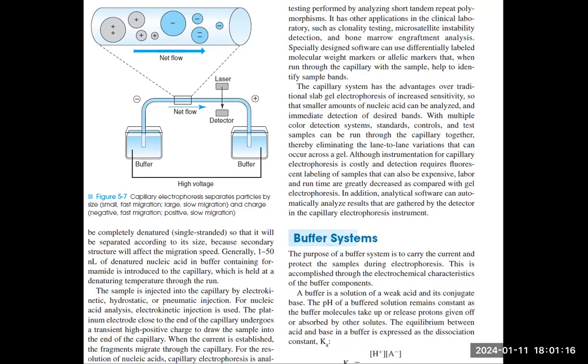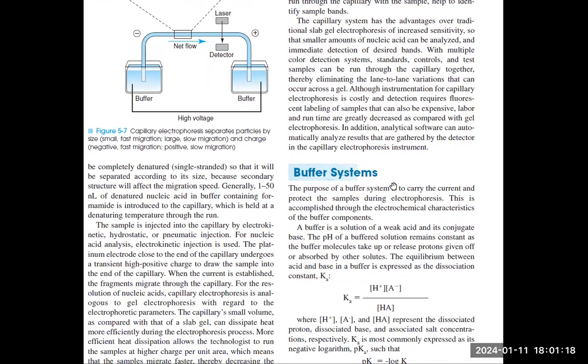Next, let's go to our buffer system. The main reason for having a buffer system is that it is responsible for carrying the current and protecting the samples during electrophoresis, because there's a possibility of pH changes. With the use of buffers, we can eliminate such problems. So what is a buffer? It's a solution of a weak acid and its conjugate base.